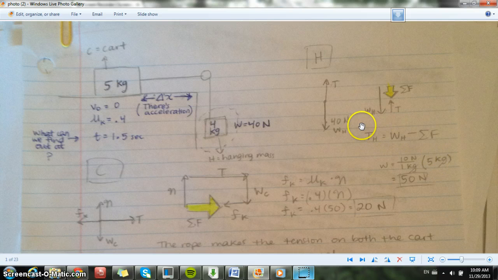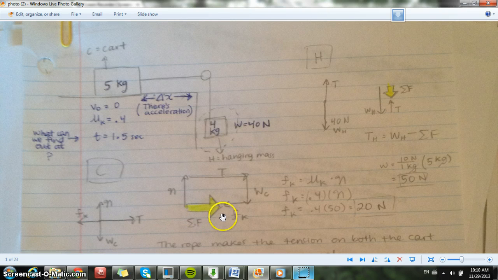And then for the hanging mass, we know that there's tension by the rope upward and its weight downward. Because it's accelerating downward, we know that the weight vector is going to be longer than the tension. The weight is going to be bigger than the tension of the rope. And we just draw our vector sum diagram, and we'll know that the net force is going to be downward, so the acceleration is downward. And same for the cart, acceleration and net force are going to be in the same direction, to the right.